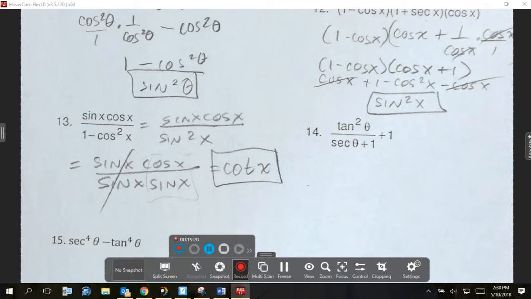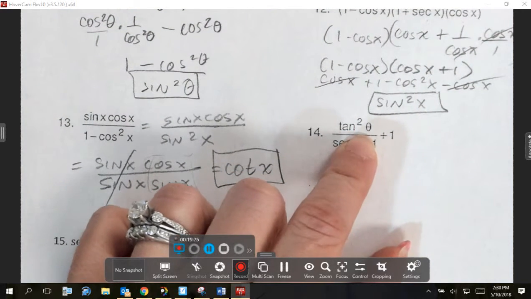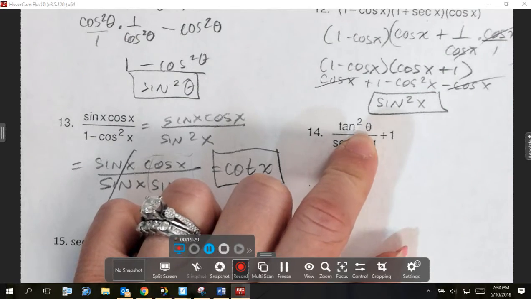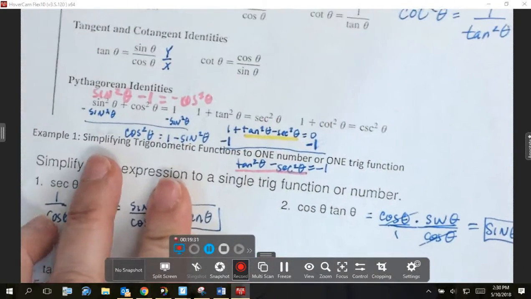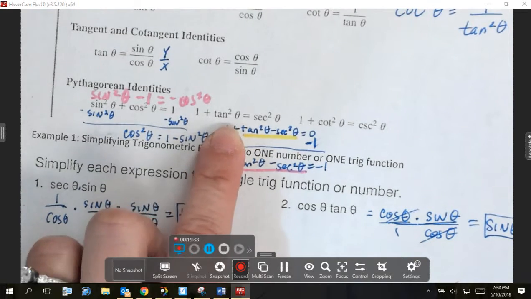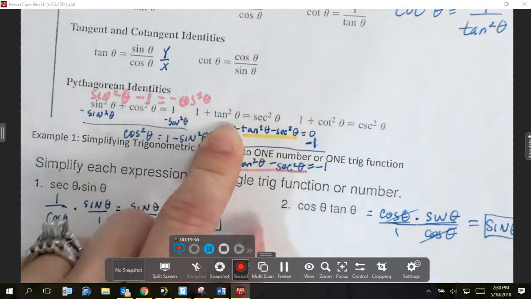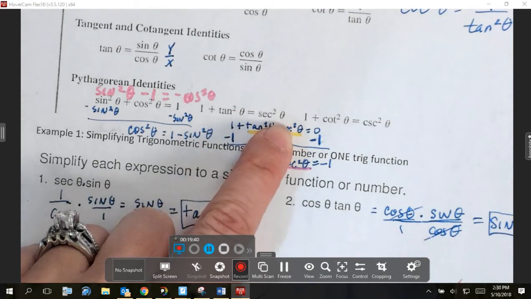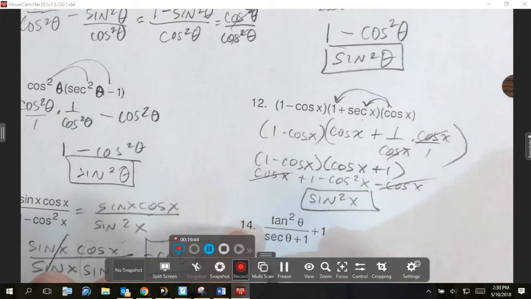So number 14, the numerator tangent squared theta is one of the Pythagorean ones. If I look at the Pythagorean ones, tangent squared theta by itself would be equal to what? Secant squared theta minus 1. So that's what I'm going to do first, is rewrite this as secant squared theta minus 1 over secant theta plus 1, and then that has a plus 1 after it.